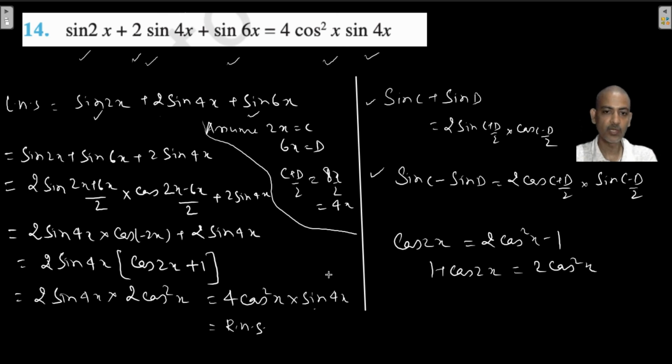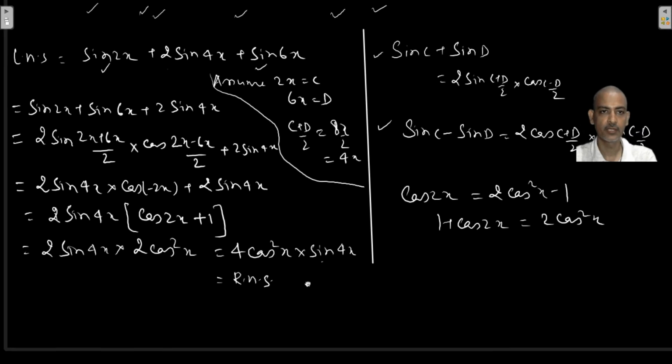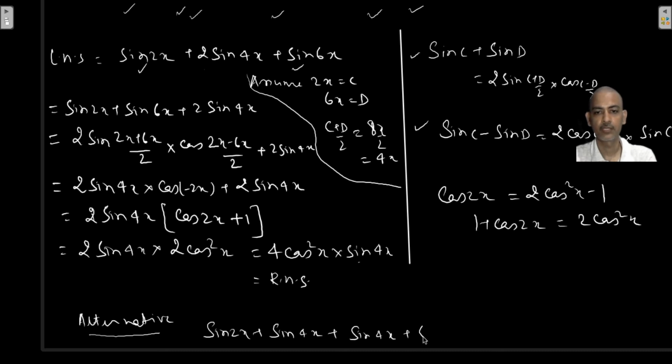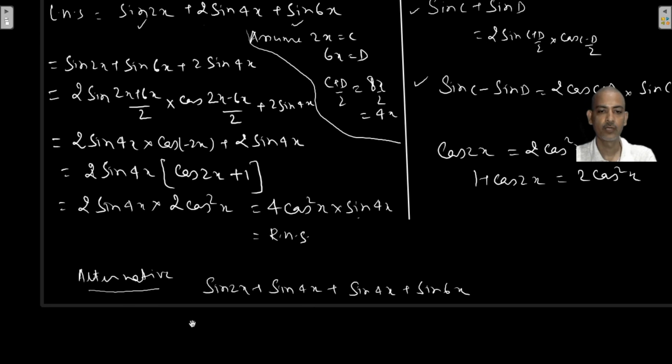So what I'm saying, in the other way of doing it, let's look at that as well, so that there is no confusion. Instead of this way, what is the alternative method? I could have written sin 2x, and instead of 2 sin 4x I could have written one sin 4x over here, and plus another sin 4x over here, and then plus sin 6x, and again use the sin c plus sin d formula separately. So let's see what this expression would become.